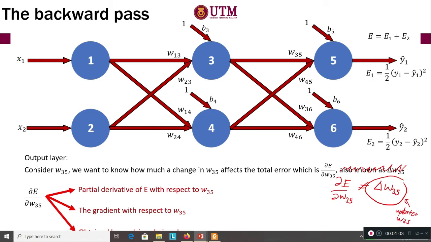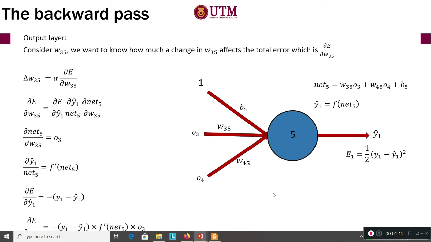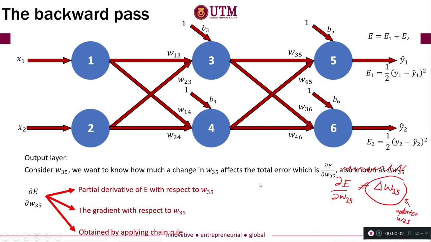Okay, it's the updater of W35. So del E del W35. Sorry about the mistake in your slide notes there. Del E del W35 is not similar to this one, because this triangle W here represents the W35 updater. It is not del E del W35. I will explain later what this means.